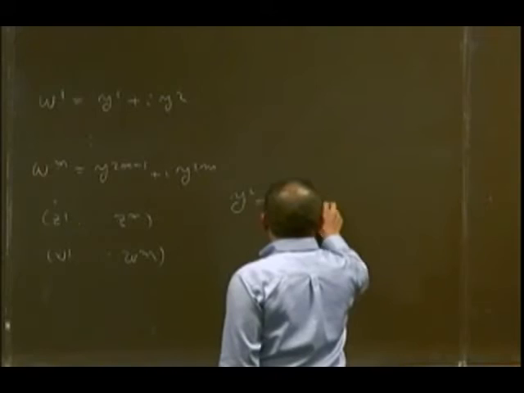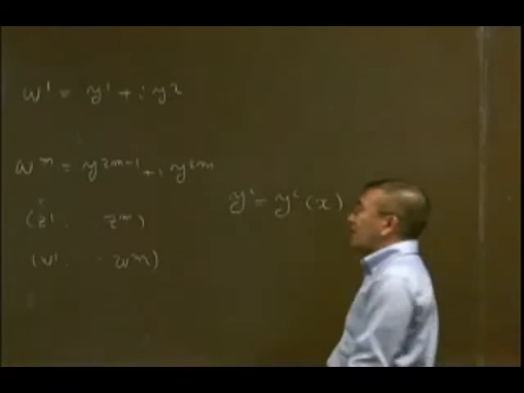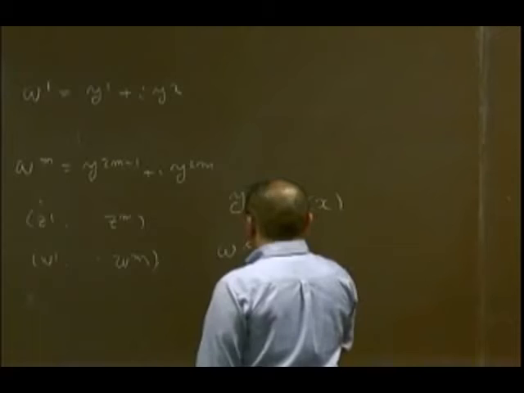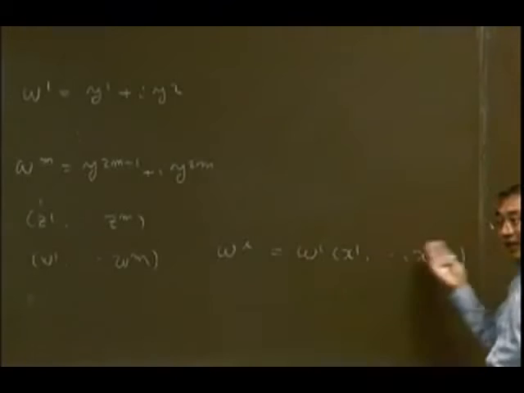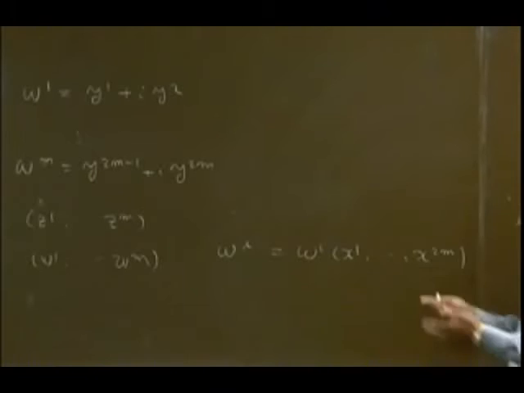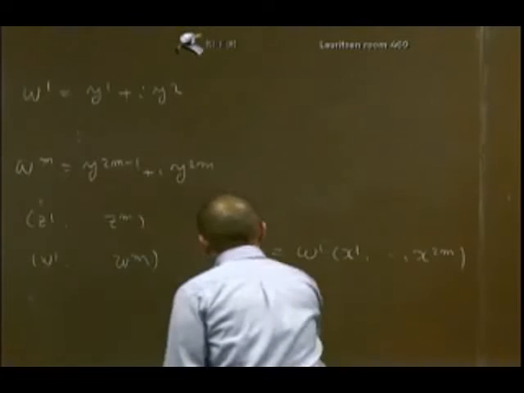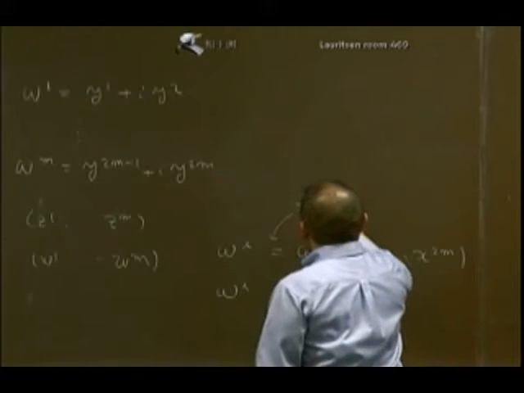So y is a function of x, and these have to be smooth functions. Therefore wi would naturally be a function of x1 to x2m. And these are obviously smooth. But if you have a complex manifold, it would be nice if all the coordinate transformations can be done holomorphically as well. So this would be just a smooth coordinate change.